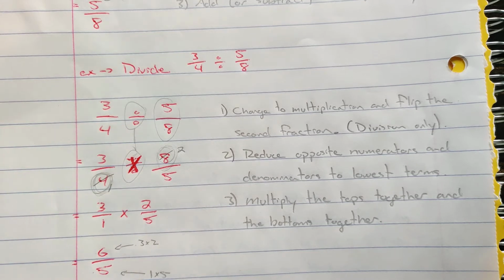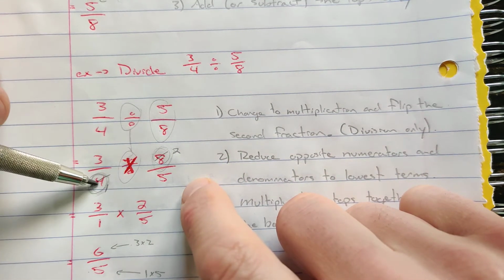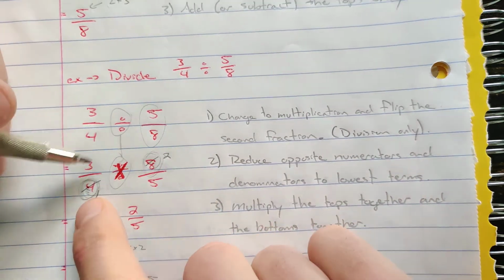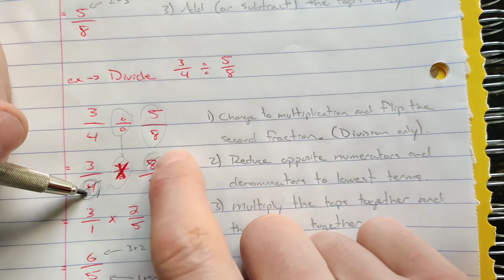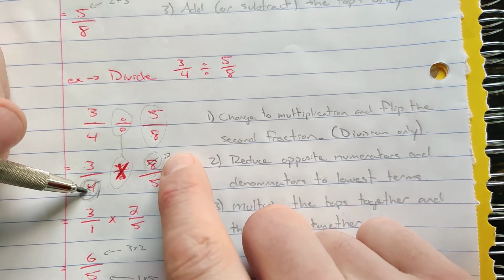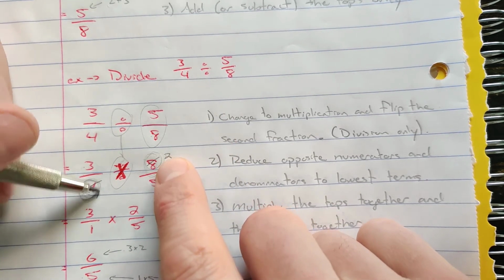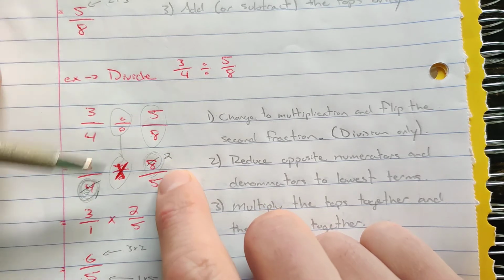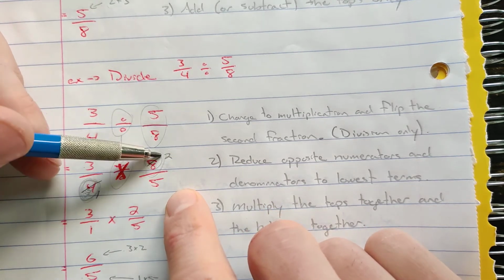I prefer to simplify first. So what we do is we look at a denominator and its opposite numerator. So this pairing here, it's not the 4 and the 3 we're simplifying, but this denominator 4 can be simplified with the 8. They both have a common factor of 4. So if we factor out the 4, we get a 1. If we factor out the 8, we get a 2.